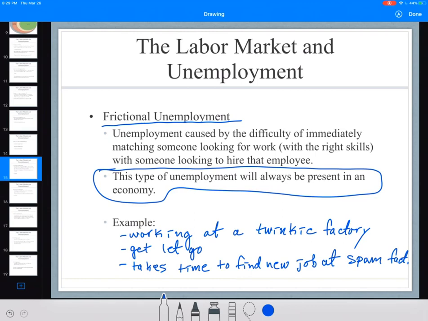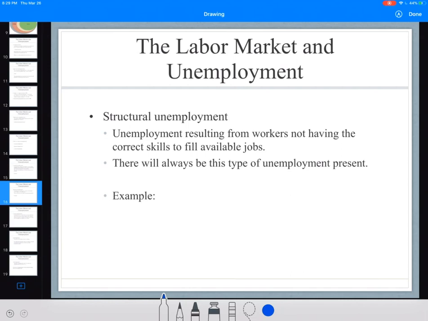Okay, that's frictional unemployment. Structural unemployment is a little different. Okay, so structural unemployment comes about when people really don't have the skills to fill some particular jobs. Okay, so as the definition here says, it is the type of unemployment that results from workers not having the correct skills to fill the available jobs. And again, this type will always be present in our economy.